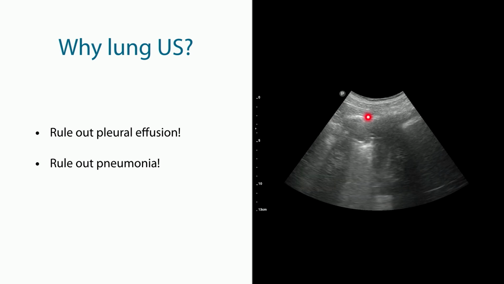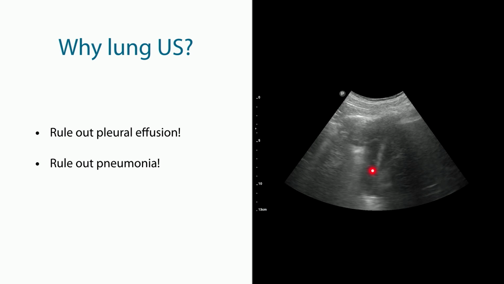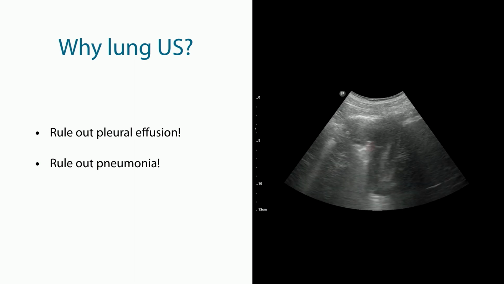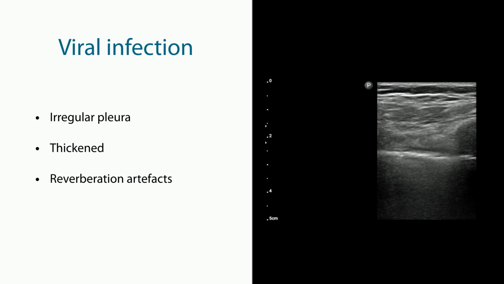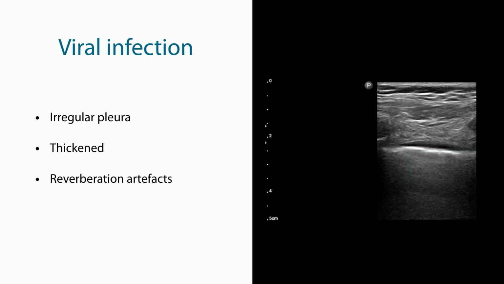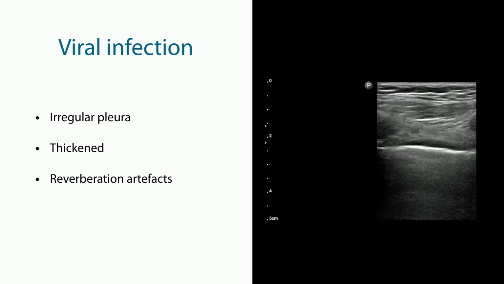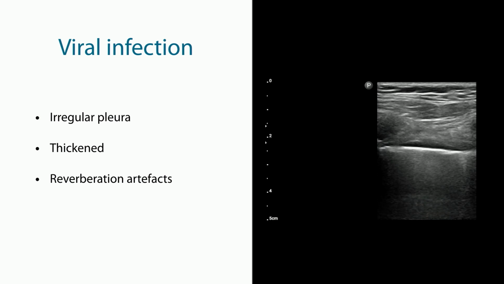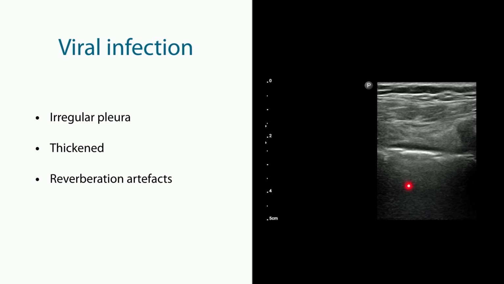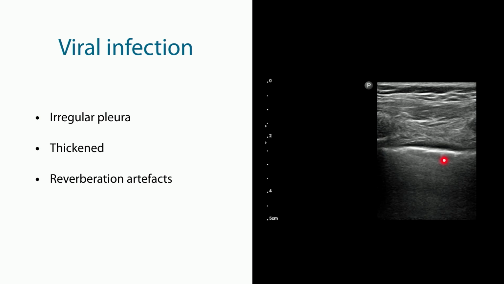Here we see a different case, different patient. We see a complicated effusion and a consolidation over here. Some other findings in viral infections are an irregular or somewhat irregular pleura. It might be a little bit thickened. Also, lung sliding would seem to be a little bit reduced. And we see some reverberation artifacts over here. They are not exactly B lines, but you see that the pleura appears a little bit irregular and a little bit thickened. But as we've seen in patients with COVID-19 infection, they can develop very severe forms of pneumonia.